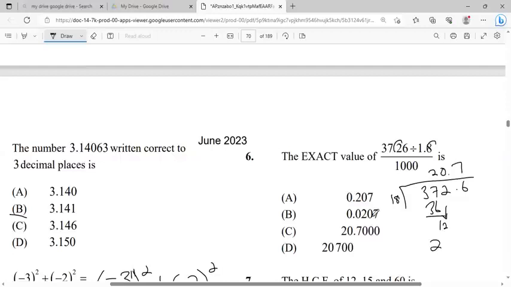So we're going to base off of this, right? So it's 2.07 divided by 1,000. So what we're going to be doing now is moving the decimal point 3 places. So we're going to move 1, 2, 3. So the one with 0 in front of it, 0.00207, which is B.